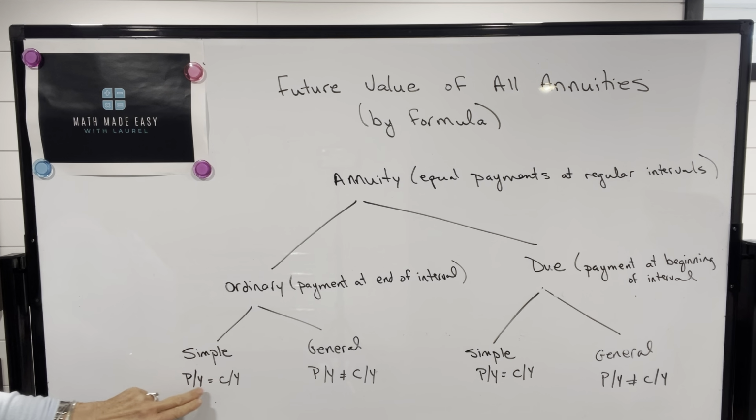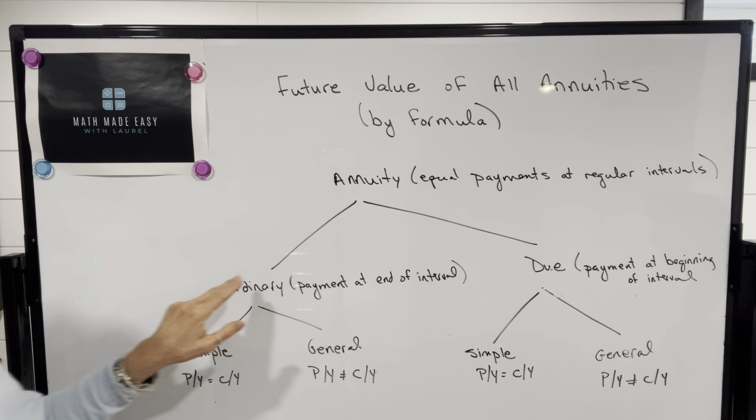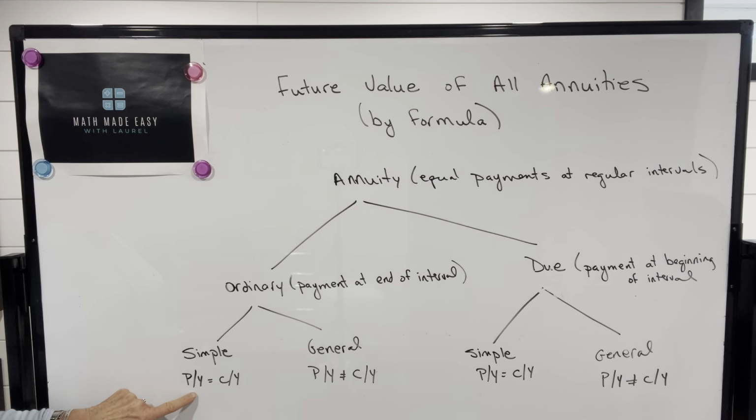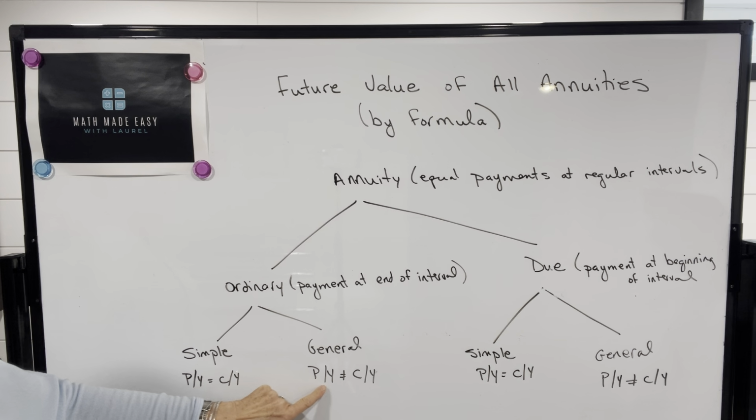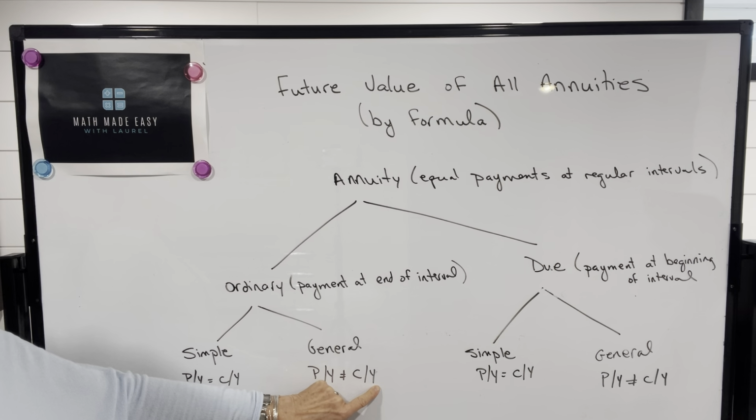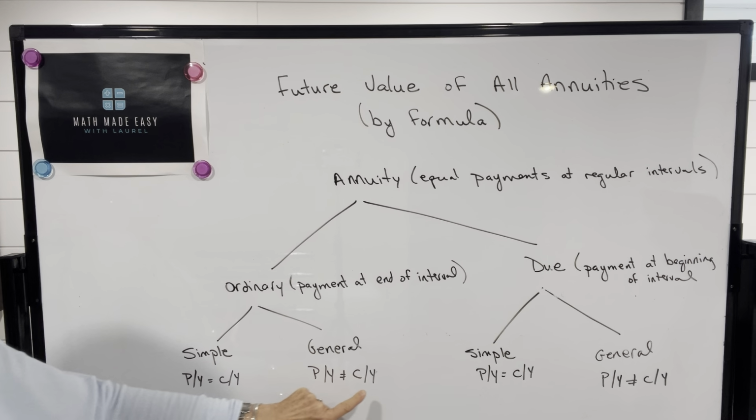If the number of payments per year is equal to the number of compound periods per year, it's simple for both types. An example of that is if you were making monthly payments and the money was being compounded monthly. So both of them would be 12 payments a year and 12 compound periods per year. On the other hand, general annuity, either ordinary or annuity due, is when the number of payments per year does not equal the number of compound periods per year. An example of that would be something like a mortgage, where you could be making monthly payments, so 12 payments a year. However, the mortgage is compounded semi-annually, so there's only 2 compound periods per year. So when they're not equal, it's general, again, for both types.